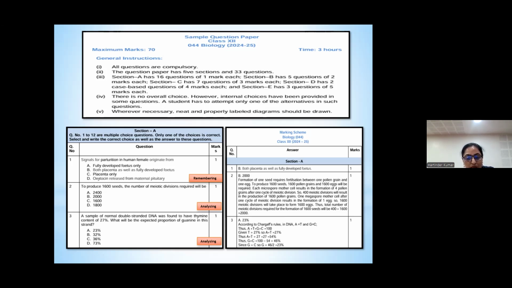So Chargaff's rules: A is equal to T and G is equal to C. Here they have given T. So in DNA also A equals T and G equals C. So A plus T plus G plus C will be 100. They have given T equal to 27%. So A equals T equals 27%. So in this way, they have to calculate whether it is asked for G or C. So this also comes under analysis.